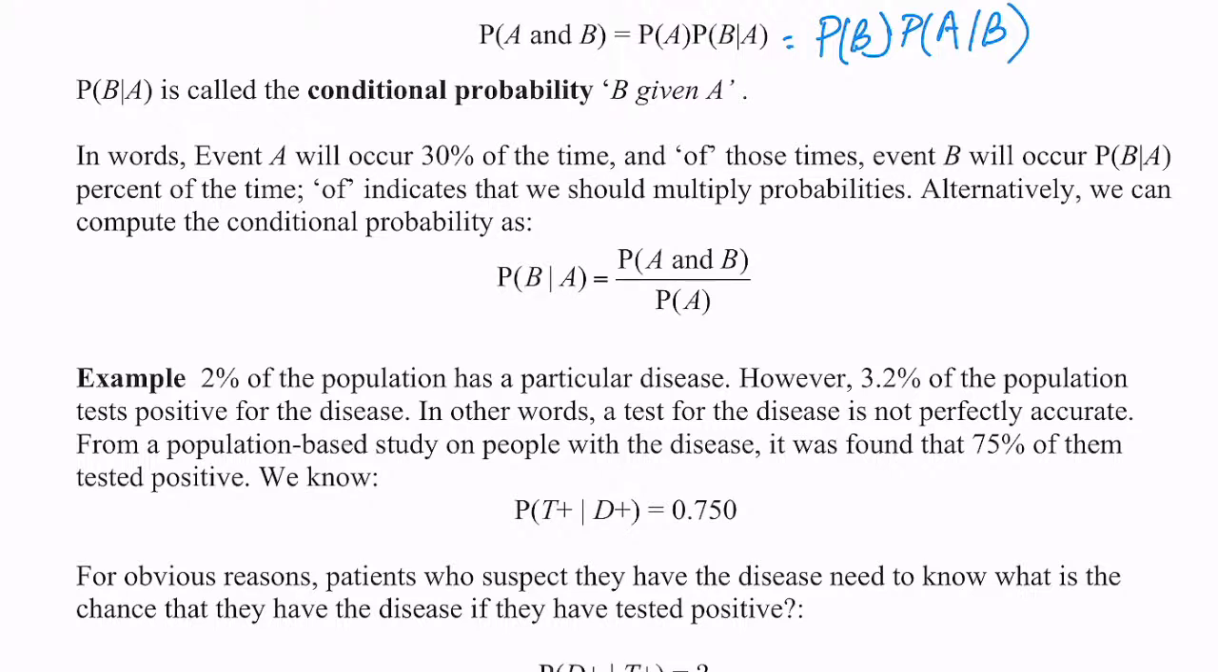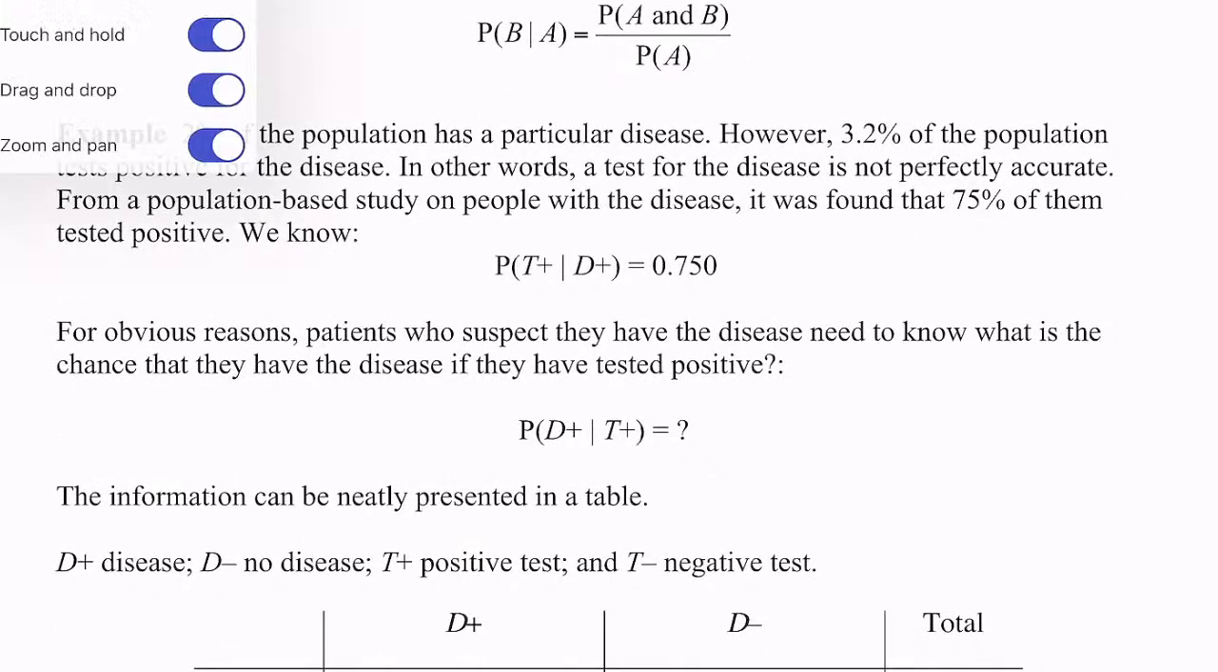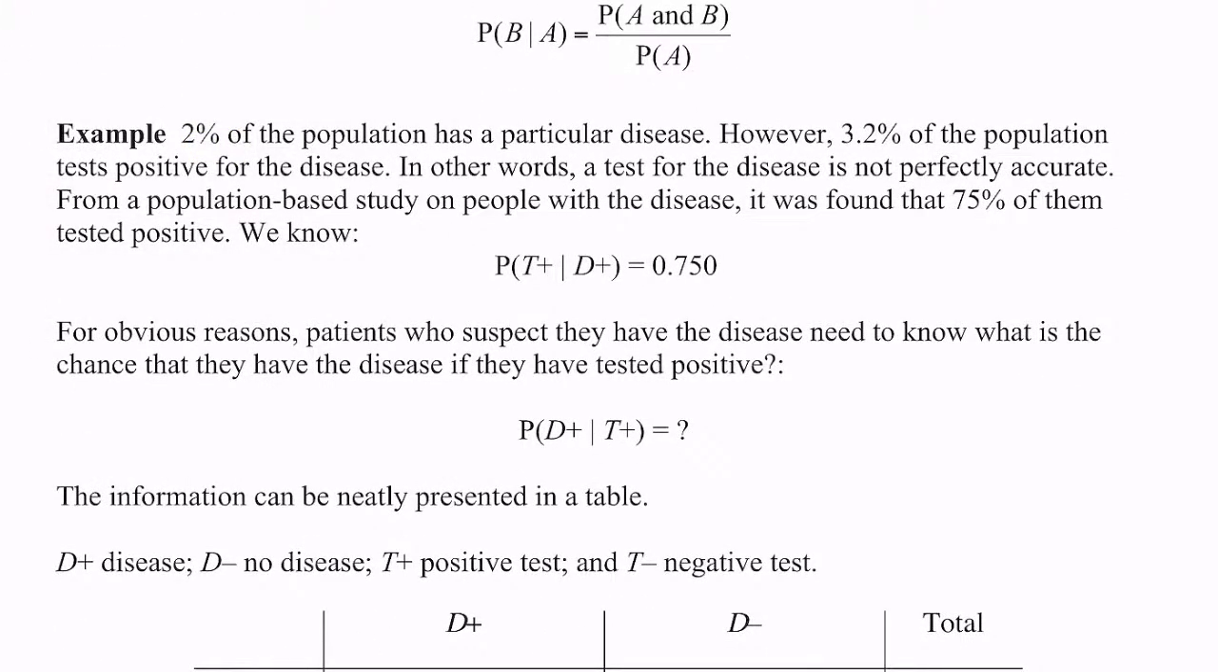Okay, so for obvious reasons, patients who suspect they have the disease need to know what is the chance that they have the disease if they have tested positive. So given this kind of a test that is inaccurate, it's not a perfect test, most tests aren't, what's the chance that a positive test means you have the disease? So I have this information, but I want this result. How can I find it? And this is where Bayes' rule comes in.